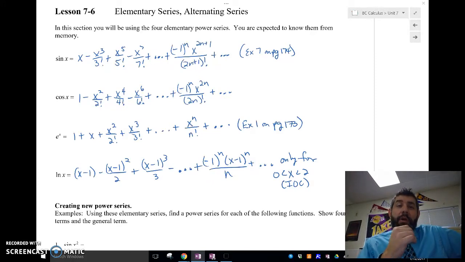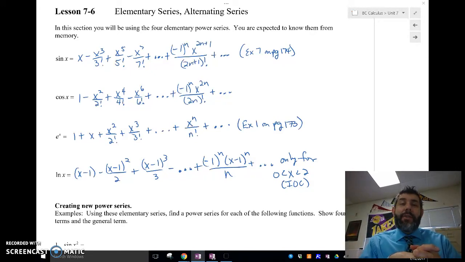What I have here are four elementary series that you are going to be required to know by memory on the AP Calculus BC exam. This is, of course, if you're in AP Calculus BC. If you're just in Calc 2, these are four that you will definitely need to know by memory. So I recommend you start getting some flashcards or something. But I have gone over these in the previous videos, in the previous sections.